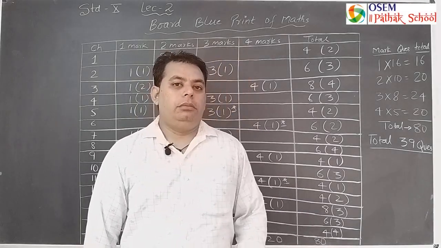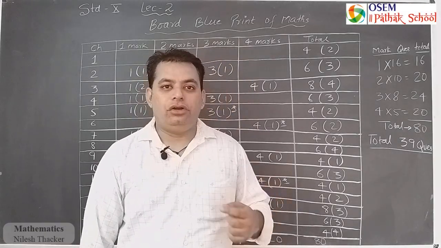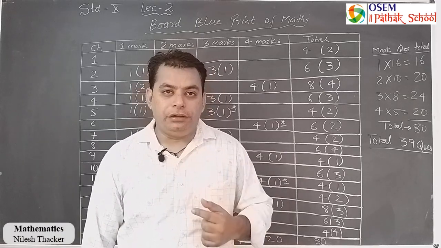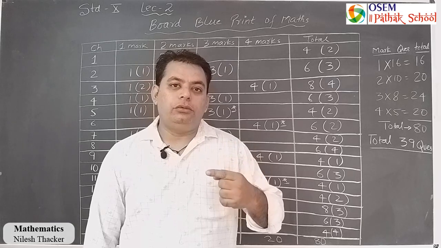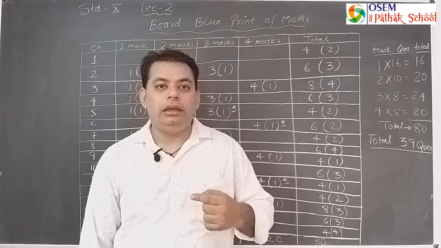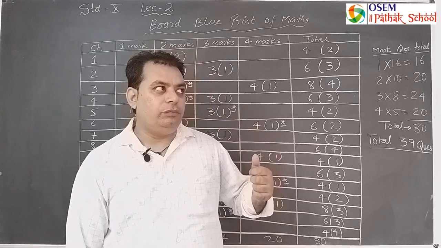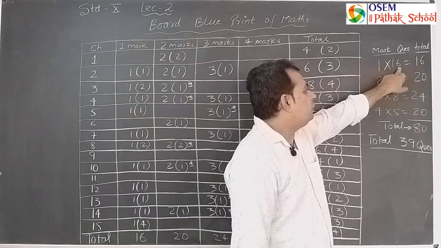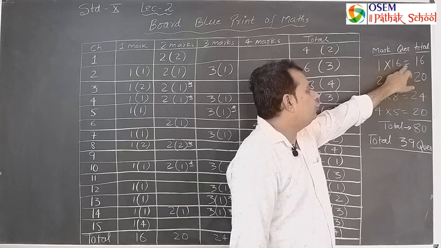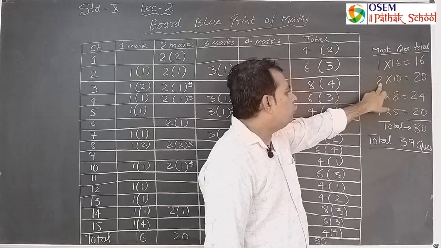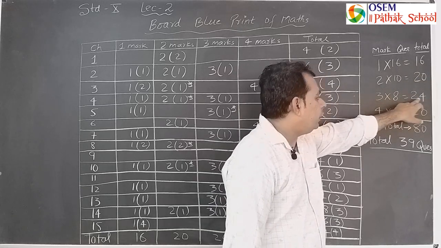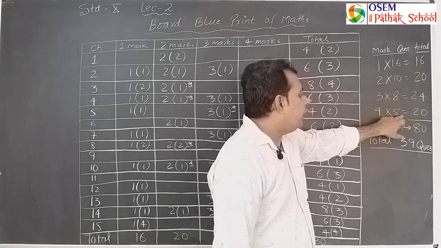Fine? Beta, this is the second lecture of the online series. In this lecture, I will explain the blueprint: how many chapters there are, how many marks each contains, and the number of questions. You can see here that 1 into 16 means 1-mark questions, 16 of them; 2 into 10 is 20; 3 into 8 is 24; and 4 into 5 is 20.